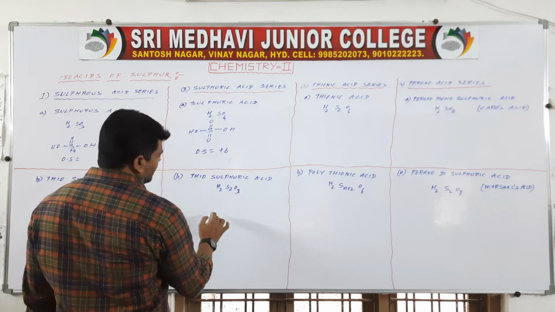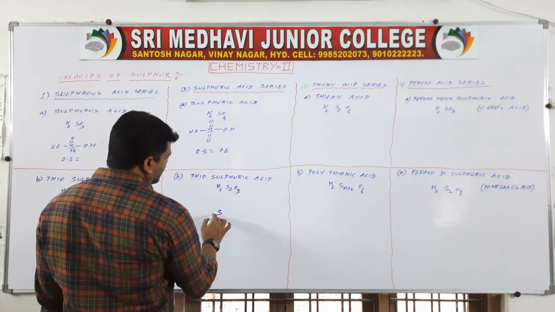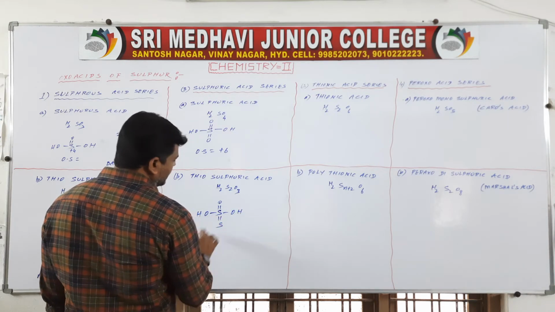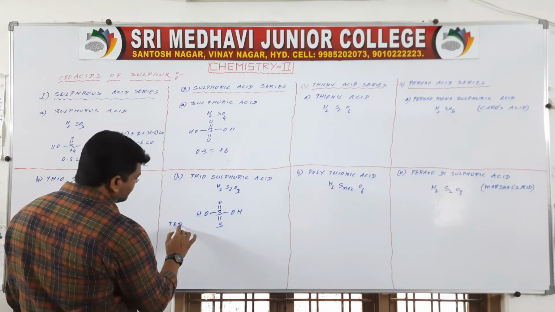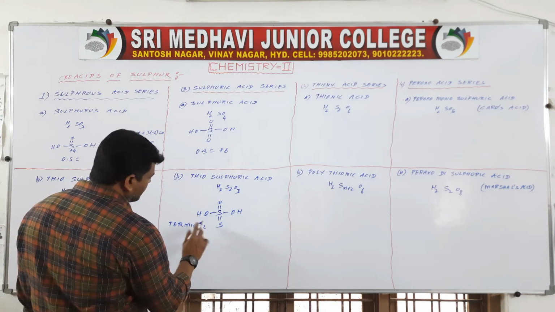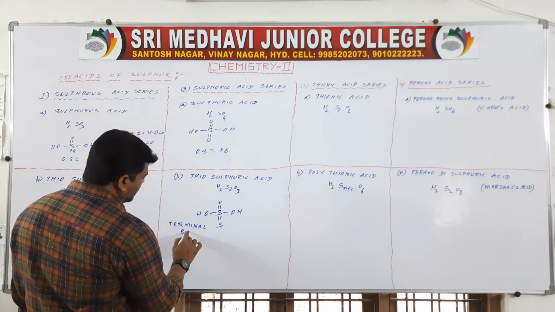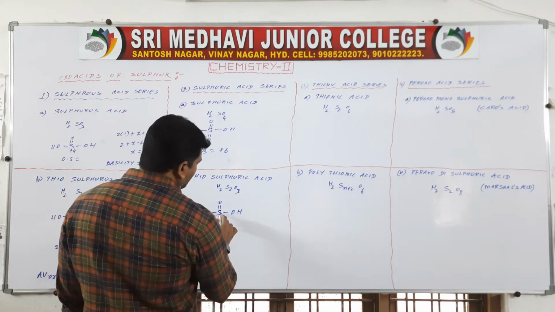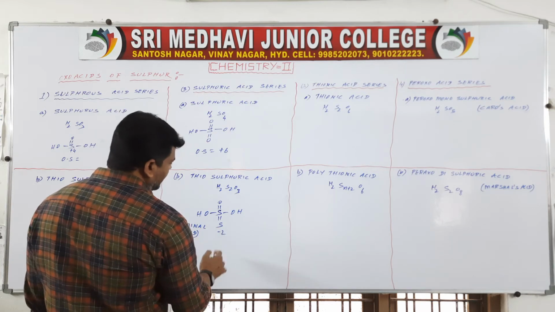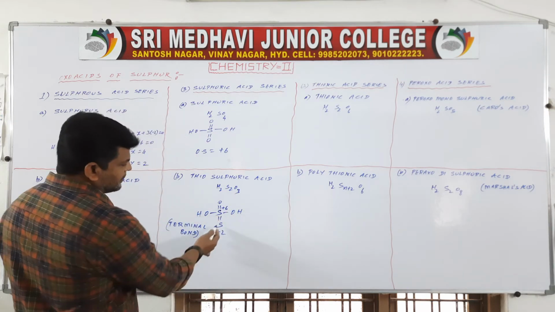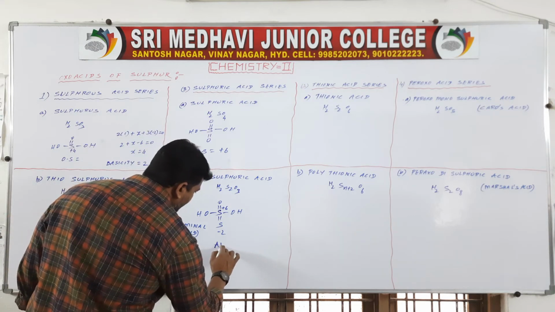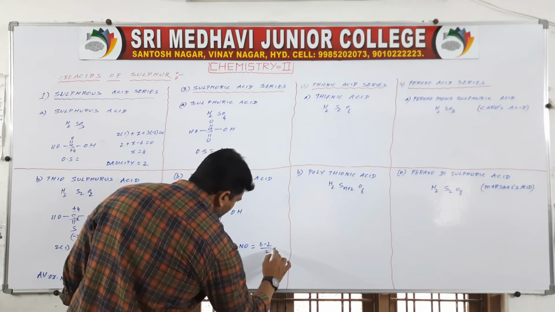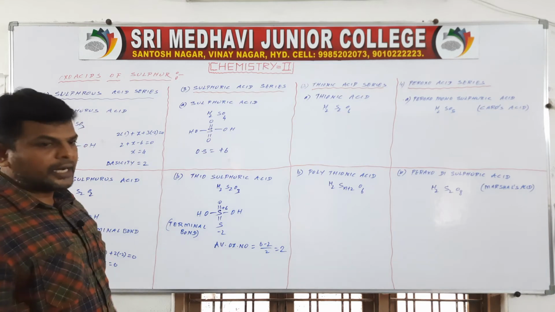Then if you take this one, sulfur can act as a central atom, with OH, double bond O, OH, and a double bond to S. It is a terminal bond, so the oxidation state of that sulfur is minus 2. Here this sulfur is plus 6, and this sulfur is minus 2, so you have to take the average oxidation number: 6 minus 2 by 2, so 2. Understand?